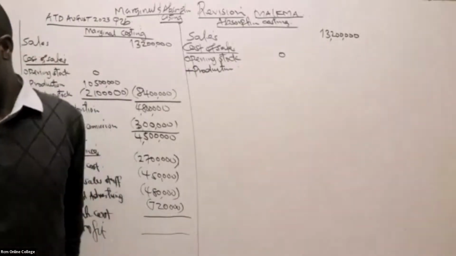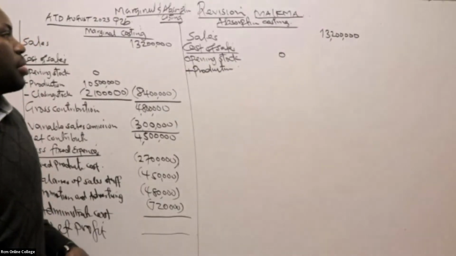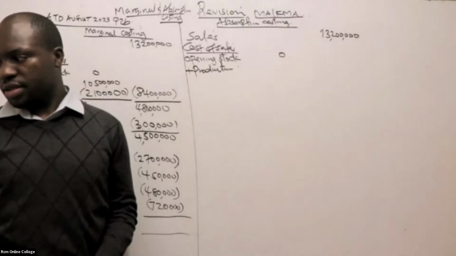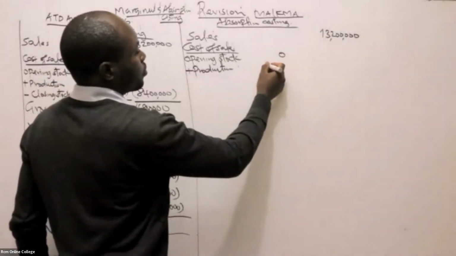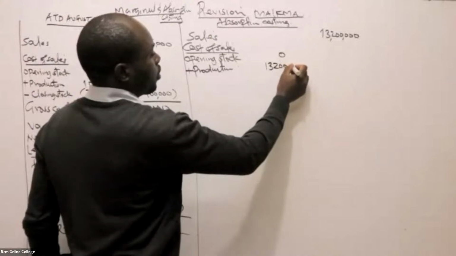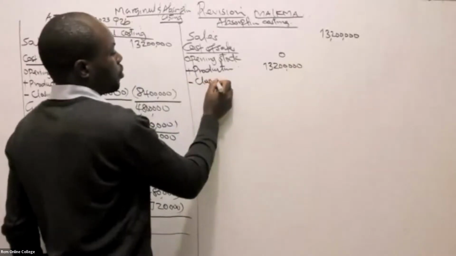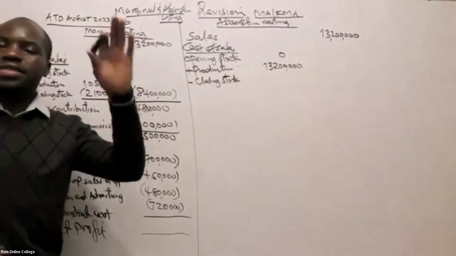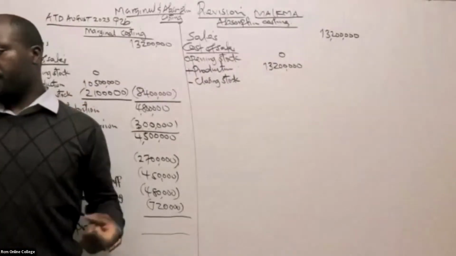30,000 by 440 is $13,200,000. Then we need to less closing stock. Our closing stock is still 6,000 in units, but now the cost of closing stock will change. It will be 6,000 times 440.